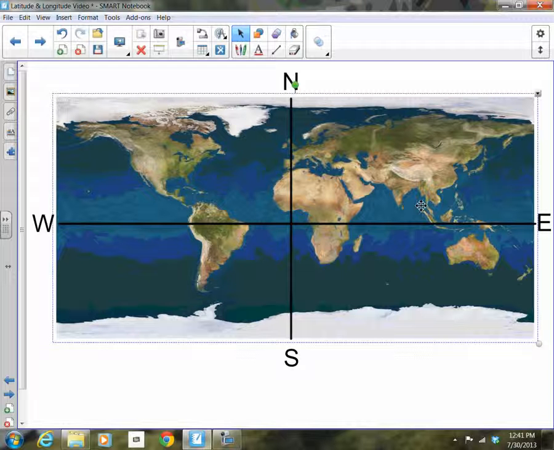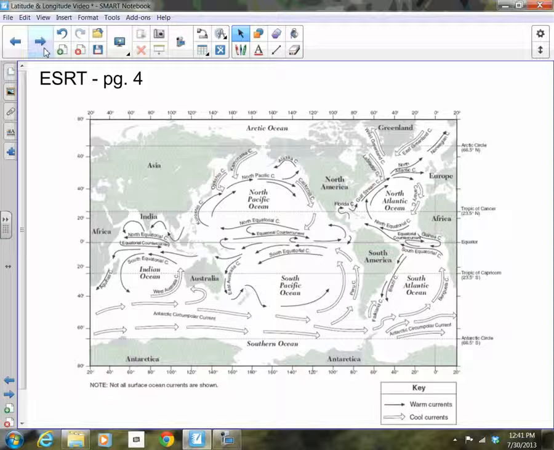Now, open your reference table to the map on page 4. This is a map showing surface ocean currents. We're going to learn about the currents later in the year, but for now, let's just focus on the latitude and longitude lines. So first question, can you find the equator? Well, there's nothing surprising about that. The equator runs across the middle of the map and is 0 degrees of latitude.